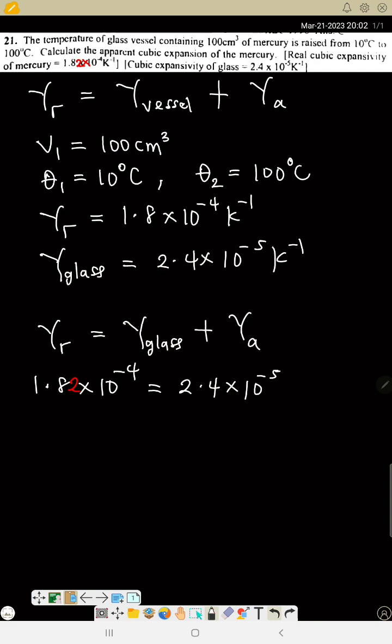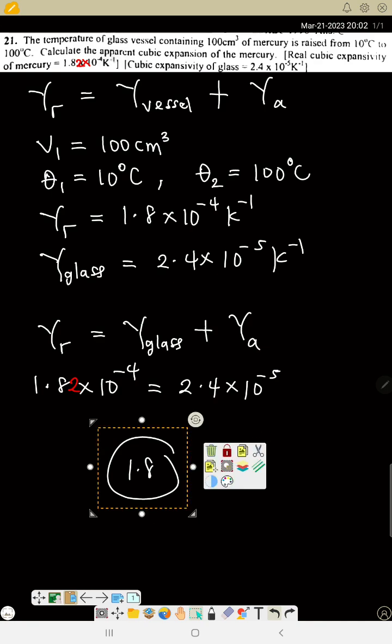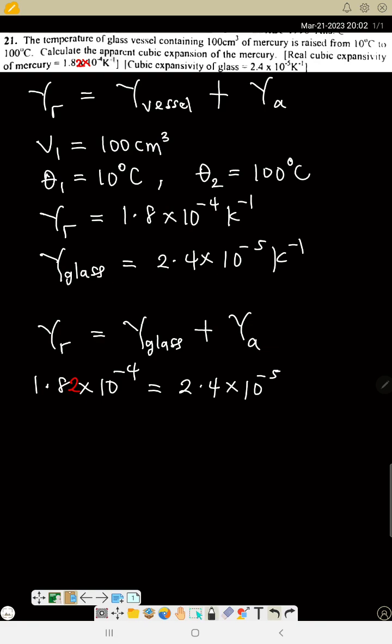So in the correct question there is 1.82 times 10 raised to power minus 4. Remember, the real cubic expansivity of mercury can just be 1.8 normally, but based on this question it is 1.82 that we have there, so there is an error there. If you have used 1.8, but now I'm using 1.82 according to this question, there is a mistake there. So 1.82, take note, plus the apparent expansivity of mercury.